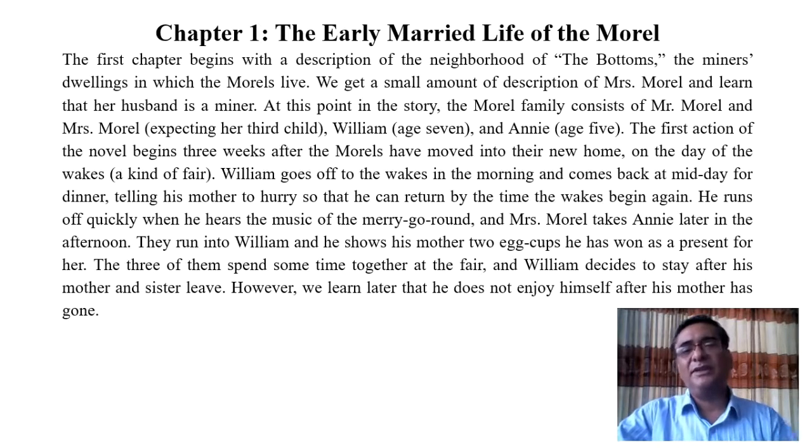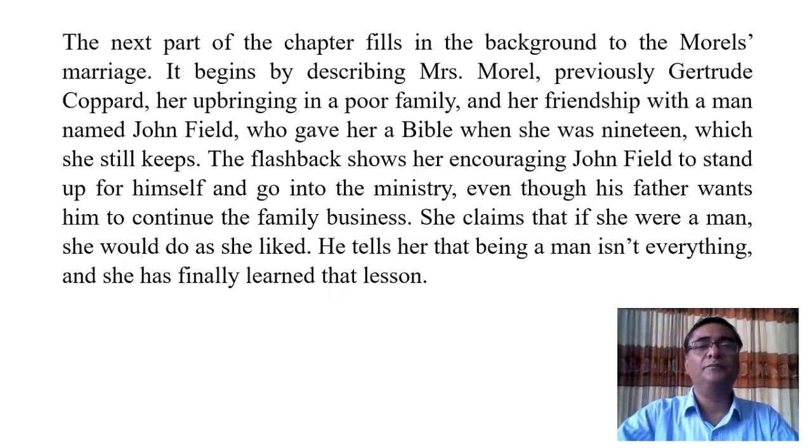Now, in the previous class, I said that Mr. Morel was a miner. He was working in a mine, and Mr. and Mrs. Morel have recently changed their dwelling place or residence. And already we see that there are two children. William is the eldest child, and Annie is the second child. And Mrs. Morel was expecting another child.